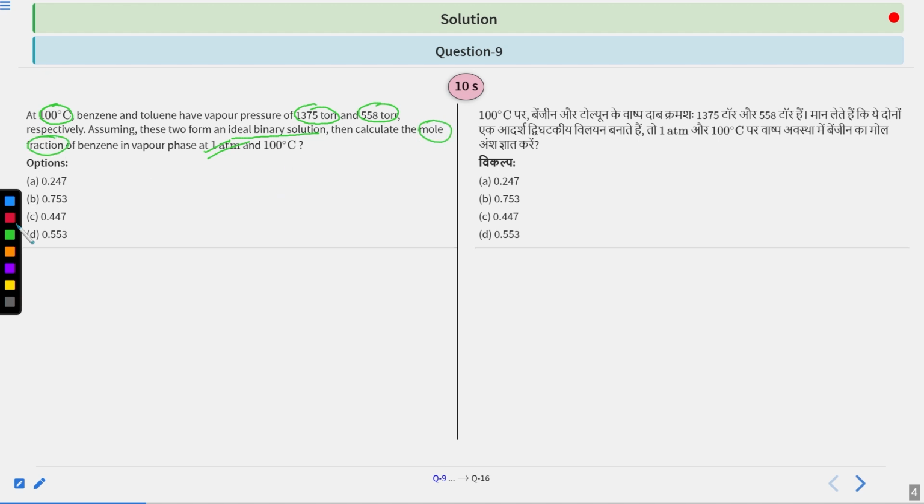The most important clue for this question is that you should remember that this is the vapor phase. This is the mole fraction in the vapor phase, not in the solution. If you remember this and use the formula accordingly, which is for the mole fraction in the vapor phase, then you can easily solve the question. Clear? So let us start the timer. Your time starts now.